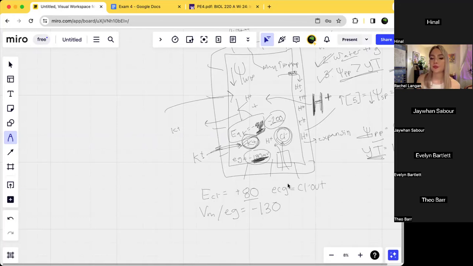Wait, how did you know chloride wants it to be like 60, you said? Positive 80. Oh, sorry, positive 88. Because that's what you calculated with the Nernst equation. That's the equilibrium potential. That's what it wants to be at, but inside the cell is negative 130, which is the electrical gradient. But we want to make the inside of the cell 88, right? If you're a chloride ion, yes, that's what you want. So that's how you're going to move.